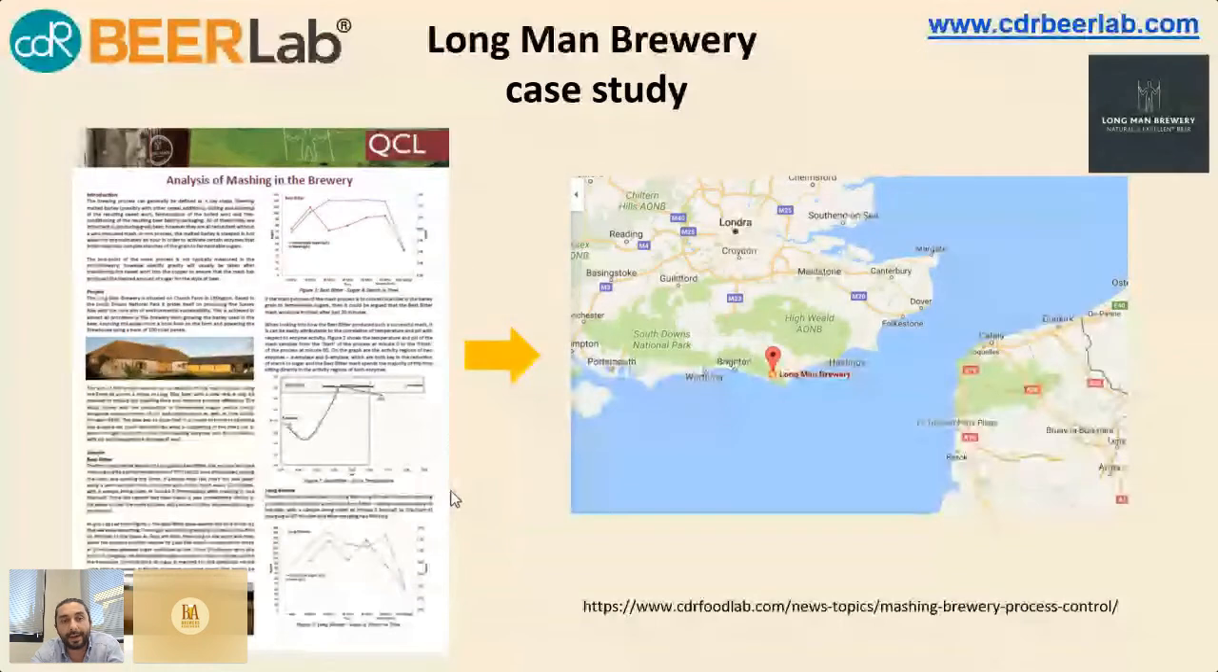Okay, here we have another case study. Practically, here we are in the south of the UK. And here we can demonstrate that if you are able to study your meshing phase, you are able to reduce the meshing time, saving money. Of course, you can download this case study that is made in collaboration with QCL. Next.